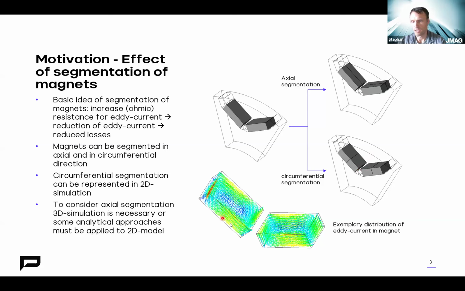Here on the lower side, we can see an exemplary eddy current distribution for this example. And as you can see, it's a real eddy current which is flowing inside the magnets. It's not only a 2D effect, so to really consider this eddy current in the magnet in an optimum way, or in a perfect simulation, it would always consider a 3D simulation to account for the eddy currents.